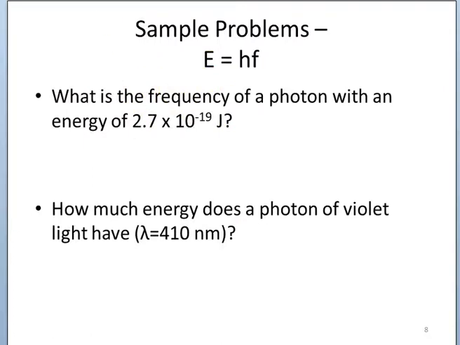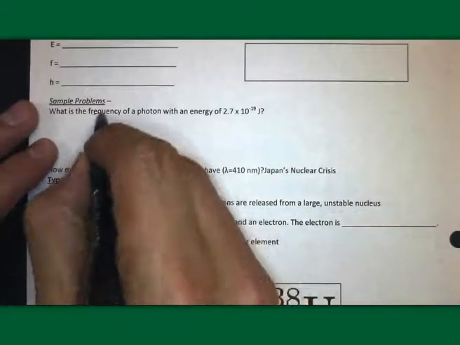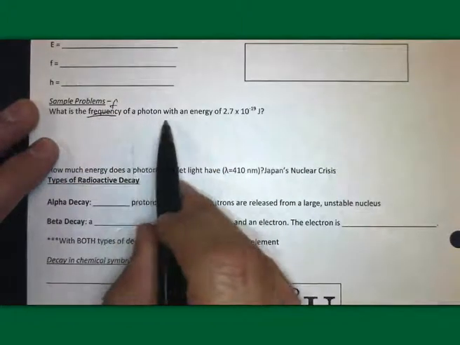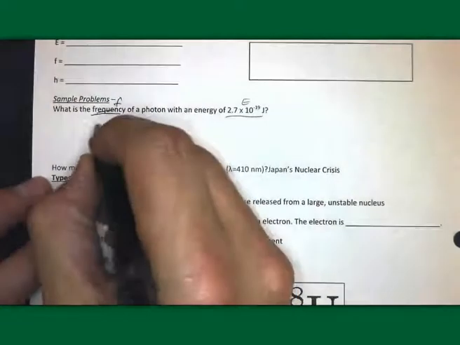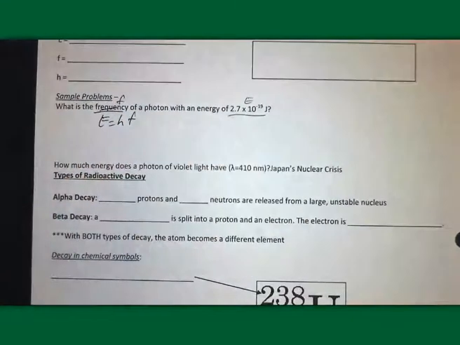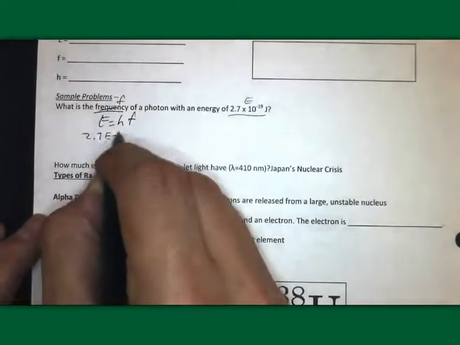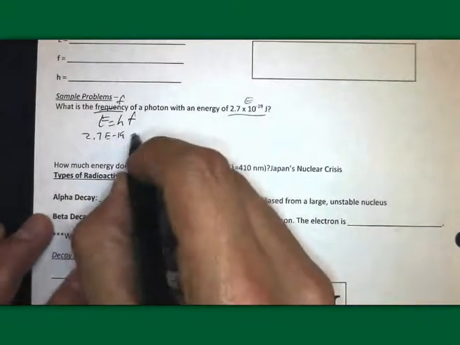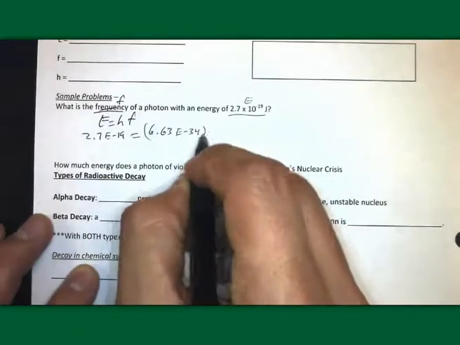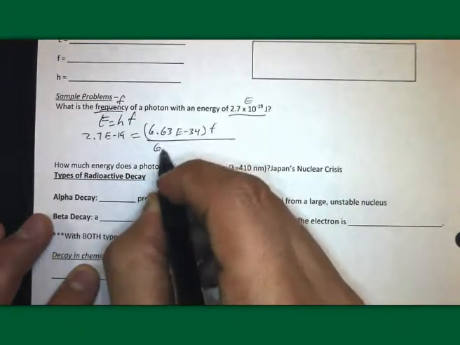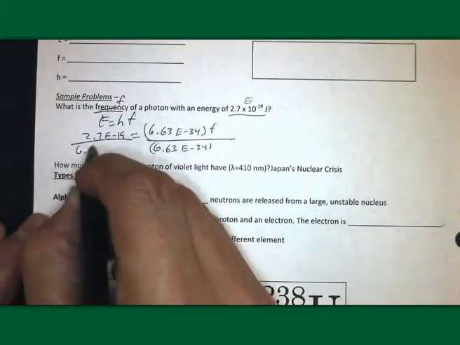So here's an example of a Max Planck problem. The problem says, what's the frequency of a photon? So you're looking for f, frequency. The photon has an energy of 2.7 times 10 to the negative 19th joules. This equation, E equals hf, is the only one that relates frequency to energy. So it's just simply plug and chug like everything else we've done. 2.7 times 10 to the negative 19th is energy. H is 6.63 times 10 to the negative 34. And we're going to solve for frequency by dividing by 6.63 times 10 to the negative 34.